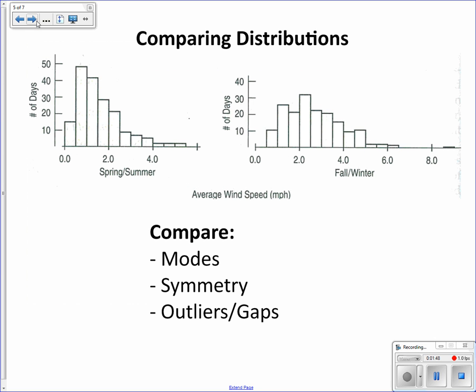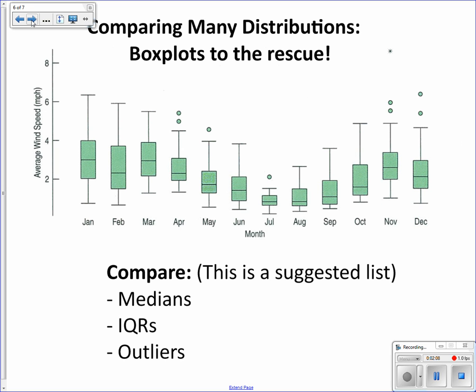When comparing distributions, this is a huge idea. You will compare the modes, the symmetry, and the outliers or the gaps. The same criteria you use when describing a distribution is the same criteria you will use when you are comparing distributions. The most common place that I see box plots used in research and other places is when you are comparing 3 or more distributions. I've never seen a box plot by itself looking at one distribution. They always use histograms in that case. If you're comparing multiple distributions, you always use box plots.